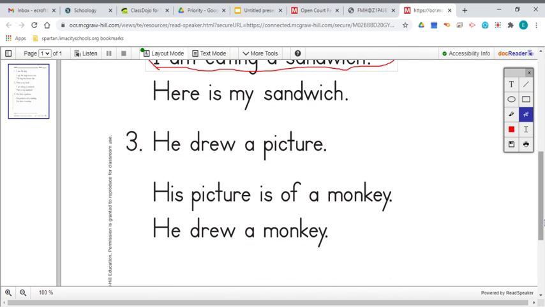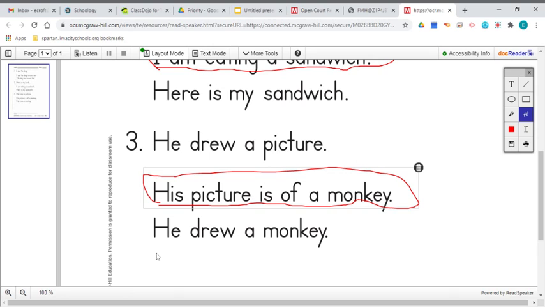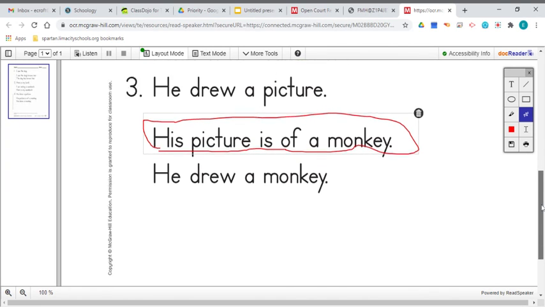All right, number 3 says, he drew a picture. Let's take a look at our 2 choices of which one would be different. His picture is of a monkey. He drew a monkey. So which one would you choose? Which one sounds more interesting that's different? Right, his picture is of a monkey. We don't want to say he drew a picture. He drew a monkey. He drew a tree. He drew, it just sounds very repetitive. It just goes on and on. So it makes it more interesting if you say he drew a picture. His picture is of a monkey.